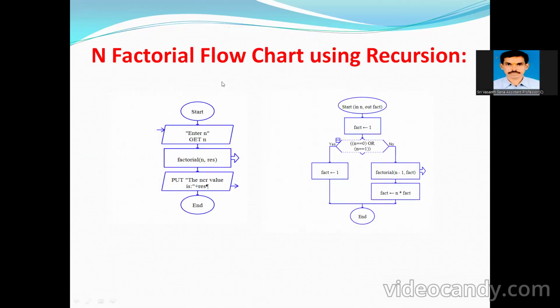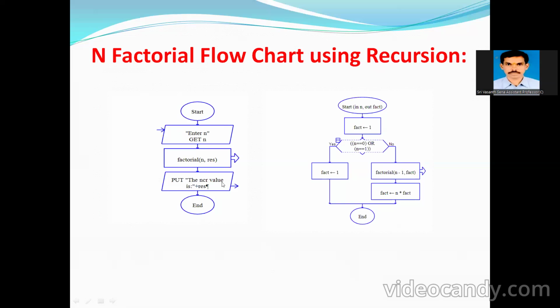Then the algorithm. Now the flow chart of n factorial using recursion. This is the diagram, the flow chart, the pictorial representation of our n factorial. So start the program, enter n value, factorial. I'm calling this factorial function by passing the n value. Here n is the input variable and res is the output variable.